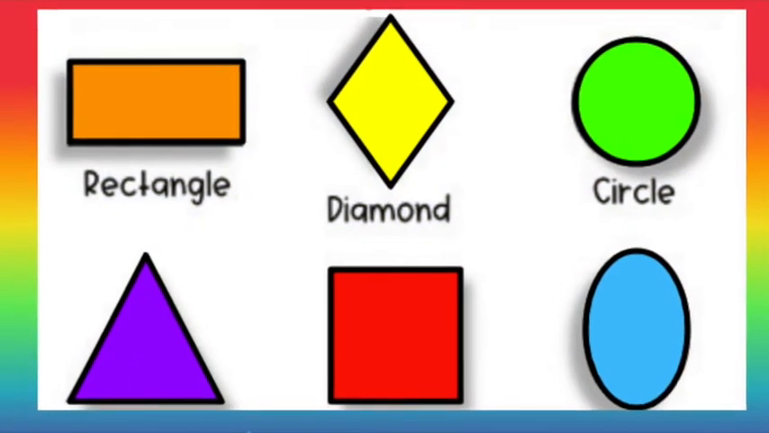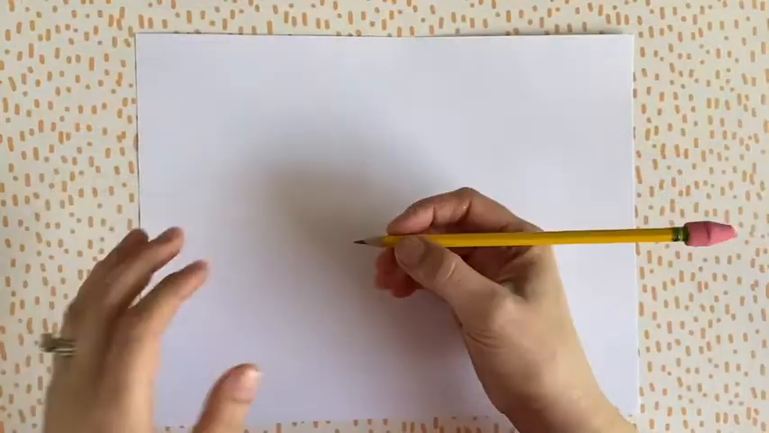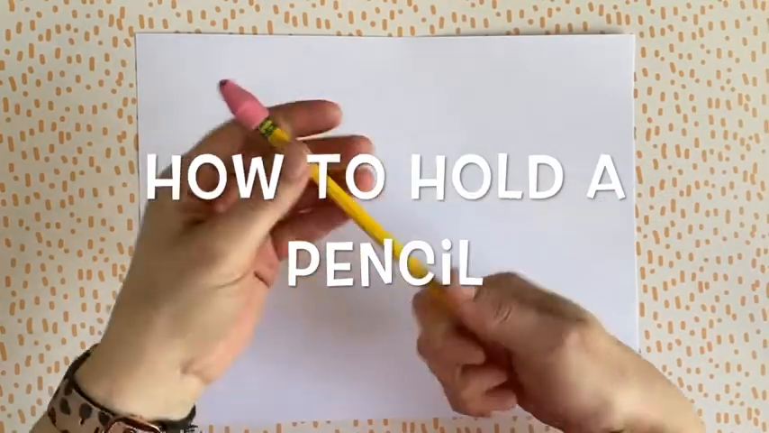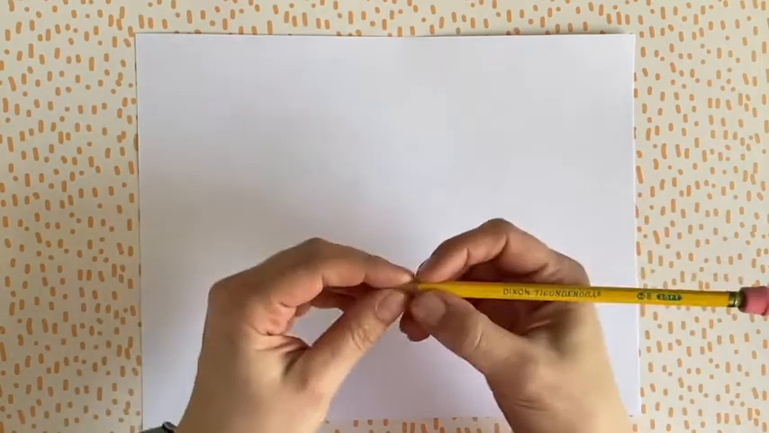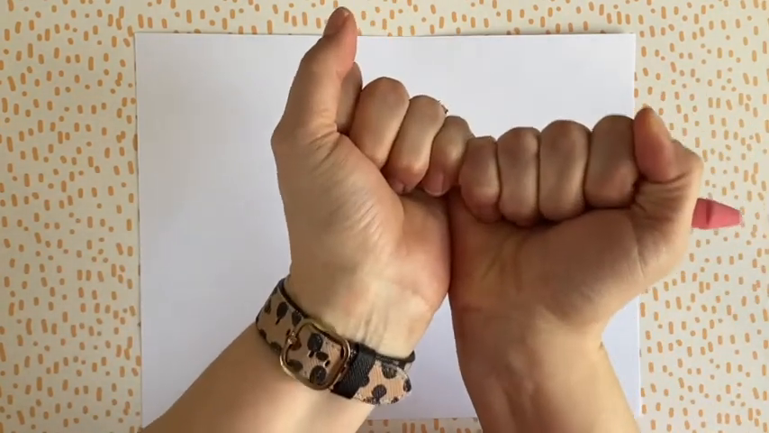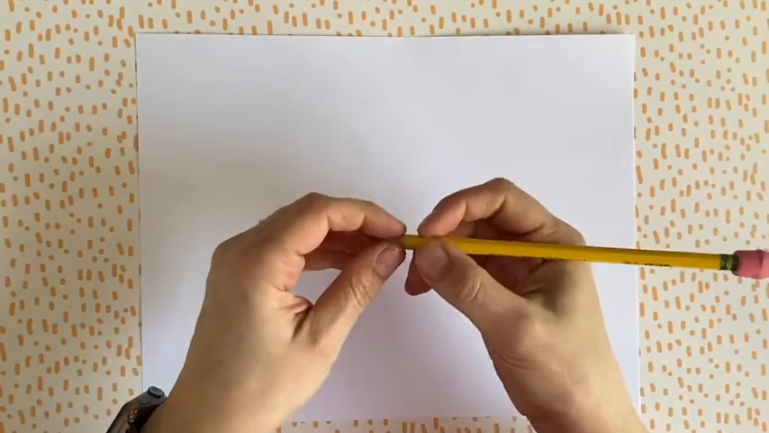Let's start with the basics and drawing 2D shapes first. So we're actually going to start with the very basics of how to hold a pencil. I know that sounds silly. You're probably going, Mrs. Hewitt, I learned how to do that in preschool. But sometimes people have such a grip on their pencil that they don't quite draw as smoothly as they can.